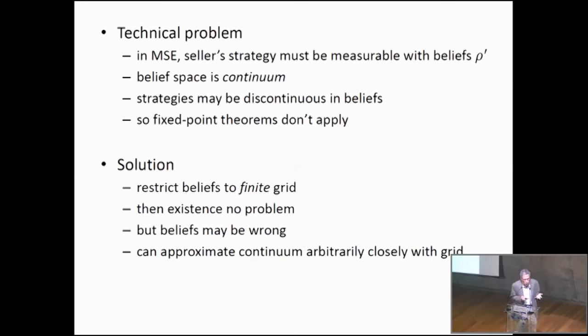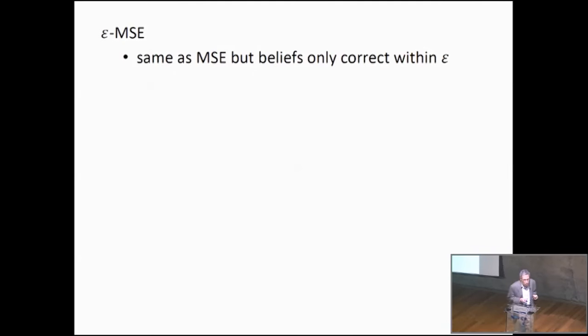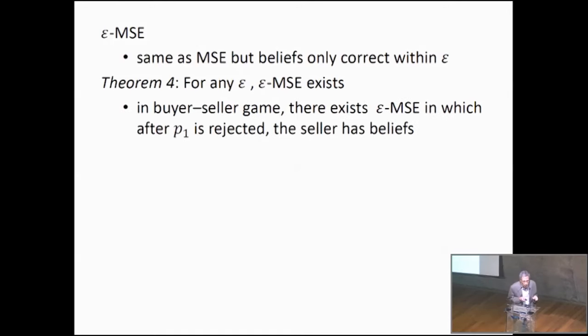But what we can then do is look at a sequence of finite grids which more and more closely approximate the continuum. And we can look for limits of equilibria as the grid goes to the continuum. And that's what we propose. So our definition of an epsilon Markov sequential equilibrium is the same as a Markov sequential equilibrium, except that we now require that beliefs have to be correct only up to epsilon, because we're focusing on this grid. They might be epsilon off, but now we look at a sequence of epsilon equilibria as epsilon goes to 0.